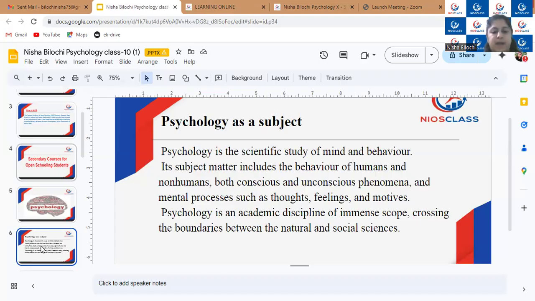It is a subject matter which includes the behavior of humans and even non-humans also. So we will be going through a lot of practicals, a lot of experiments which were done on animals as well. It includes both conscious and unconscious phenomena. Whatever goes on in our unconscious, we do not usually remember, but I'll make you go through it, right?